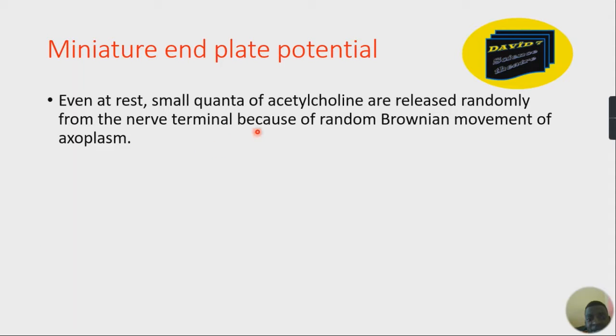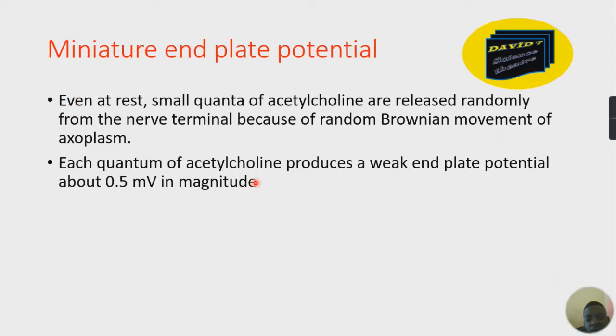So now what is it that we call the miniature end plate potential? Even at rest, a small quantity of acetylcholine is released randomly from the nerve terminal because of random Brownian movement of axoplasm. Yes, we talked about this in the other video. So a small quantity of acetylcholine will be released still even at rest. Each quantum of acetylcholine produces a weak end plate potential of about 0.5 millivolts in magnitude.